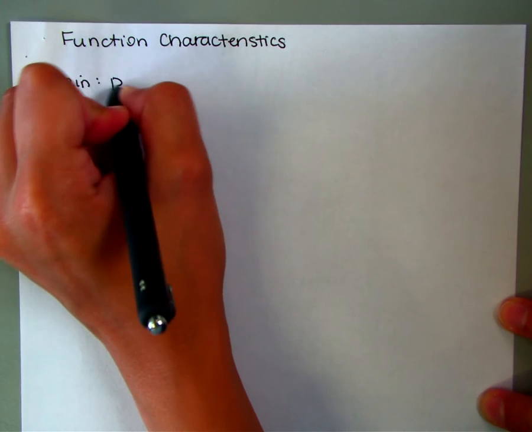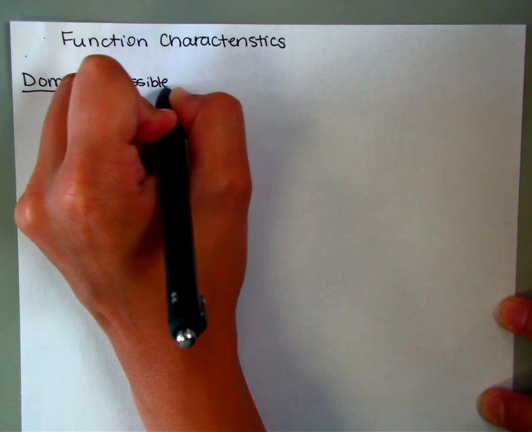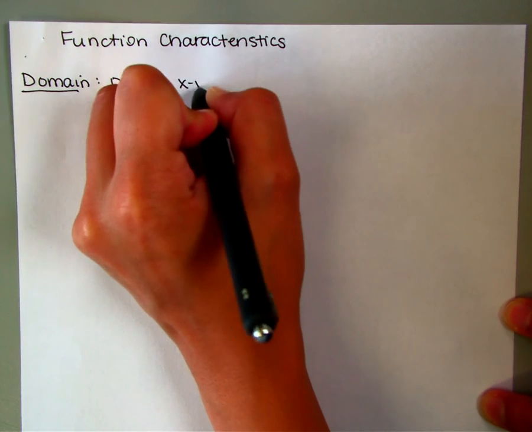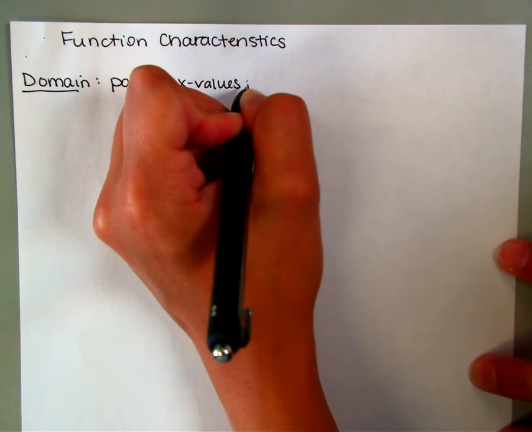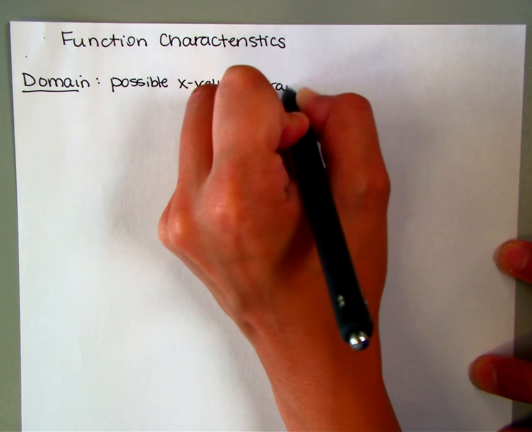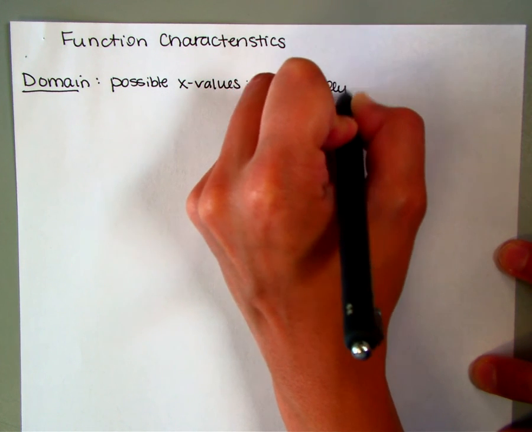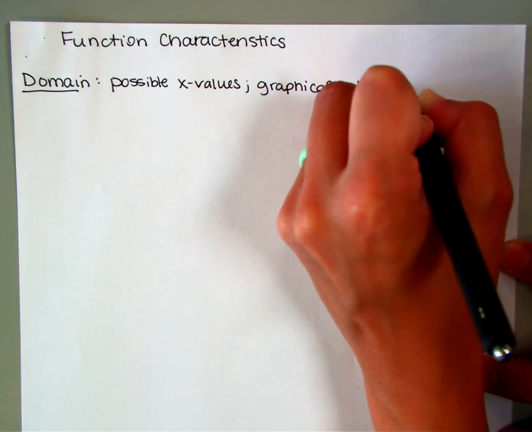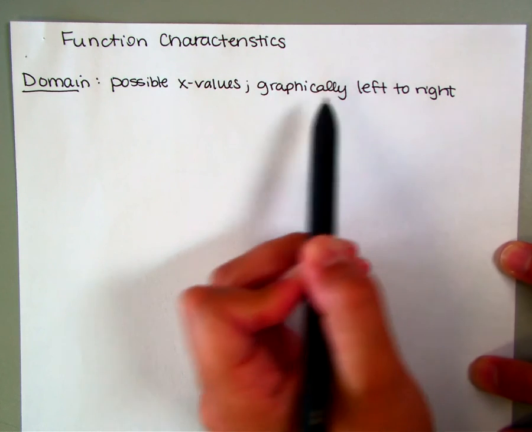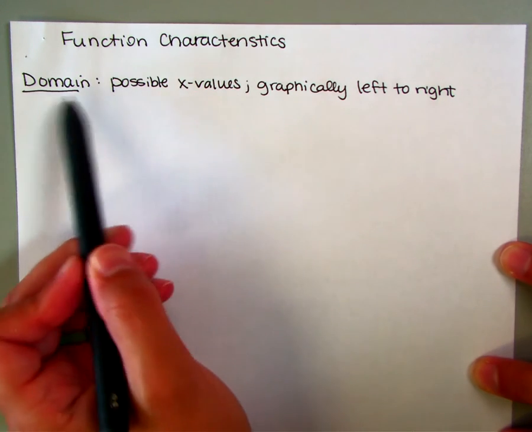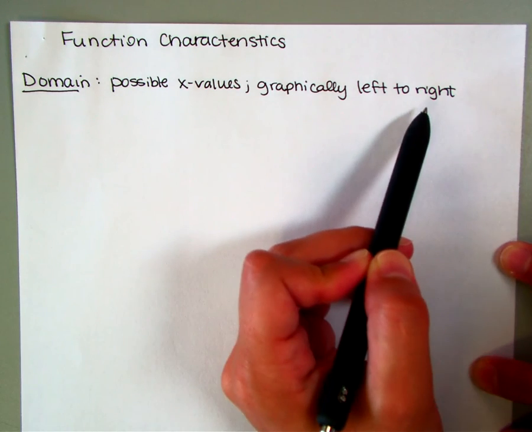And so these are all the possible x values that a function could have. And graphically, it's left to right. Which makes sense because your x-axis, so x values, domain, your x-axis is left to right.